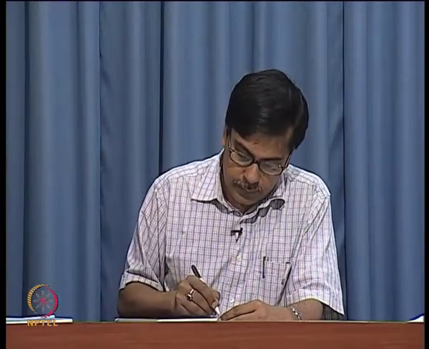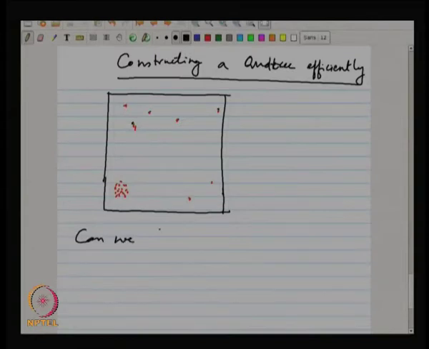So, the idea is the following: can we find a subsquare, a canonical subsquare? Canonical basically means aligned with the grids.